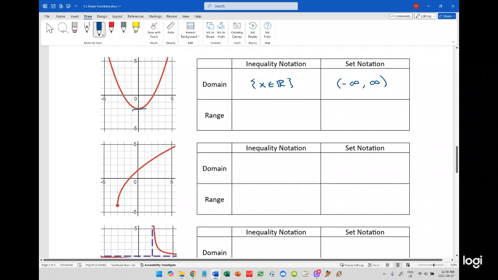Range, in this case, we have a minimum amount on our parabola, and that's -2. So we say y is a real number such that y is greater than or equal to -2. And here our low value, I'm jumping ahead of myself. Our low value is -2, but it can be -2, so it's a square bracket. And our high value is infinity, which is always a circle bracket.